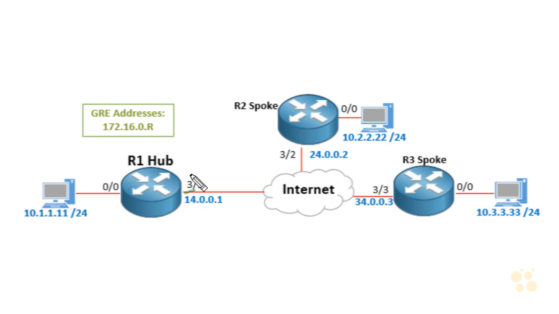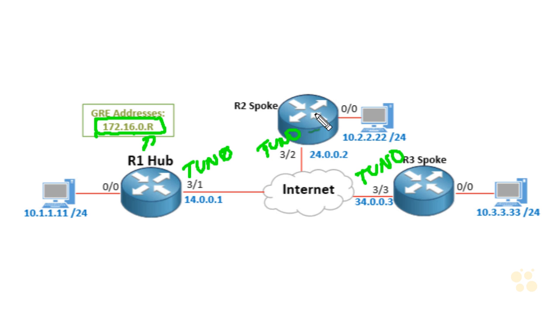For our GRE interfaces, for our tunnel 0 interfaces on each of these routers that we're going to build, we're going to be using the address space of 172.16.0. And again, the last octet, or R, refers to the router number. So R1 will be .1, R2 will be .2, and R3 will be .3.